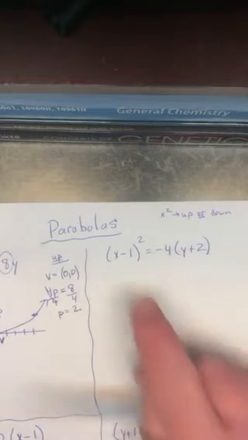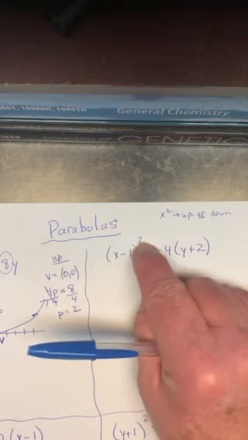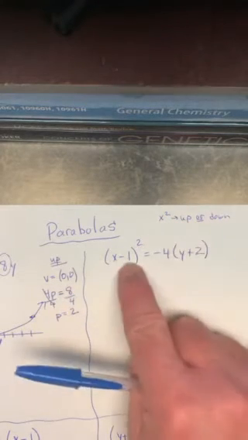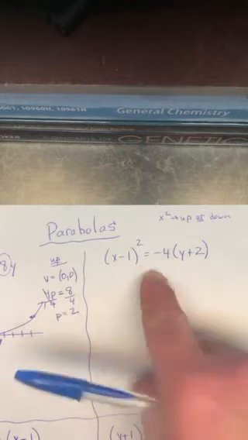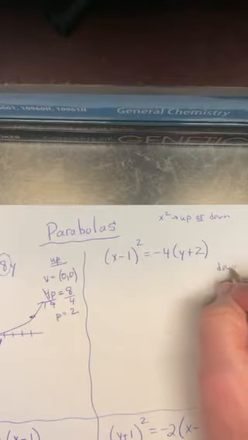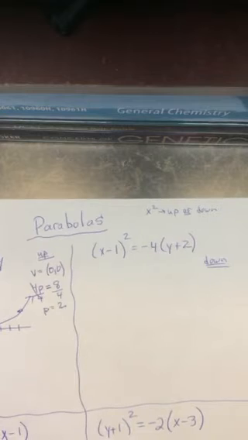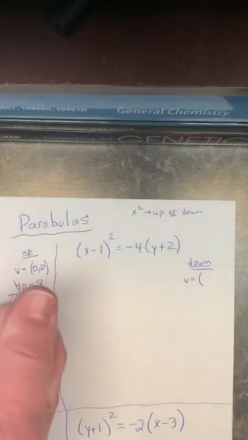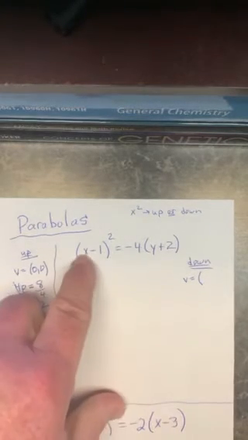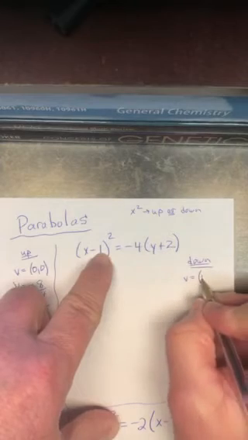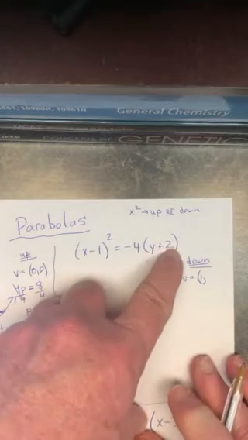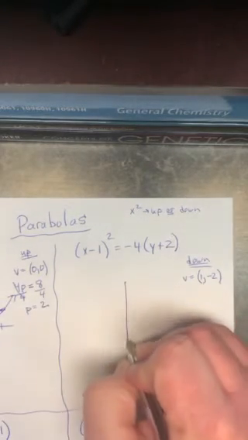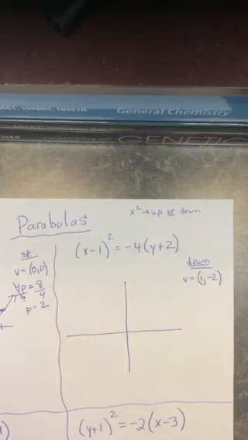Number 2, the X is the letter that's squared, right? And we already made a note. If the X is squared, it's either up or down. And since the number's negative, it's going to open down. So write that word, down. The vertex, okay, just like the last 3 days, you do the opposite of the signs that you see. So what's the opposite of X minus 1? That'd be 1. And the opposite of Y plus 2 would be what? Negative 2. Agreed?